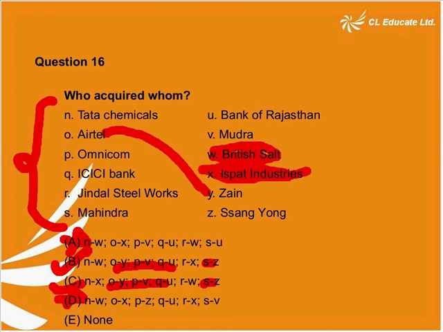Now, use your common sense. British Salt would be acquired by Jindal Steel or Tata Chemicals. Ispat will be taken by Jindal or Tata. Now, as a chemical company, it would take salt, and of course, Ispat is related to iron and steel, so that will be related to Jindal Steel Works. I don't think it was a tough question. So if you know Airtel, Zen, Telecom, just one point, you can get the answer very easily.